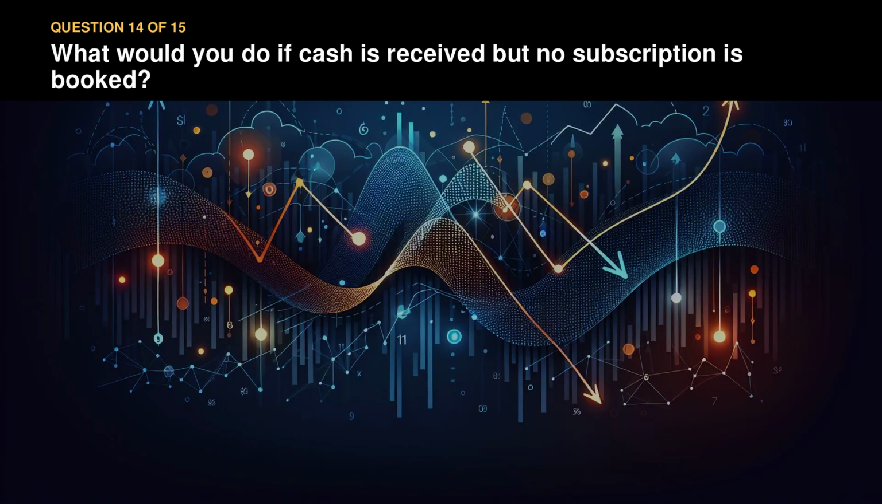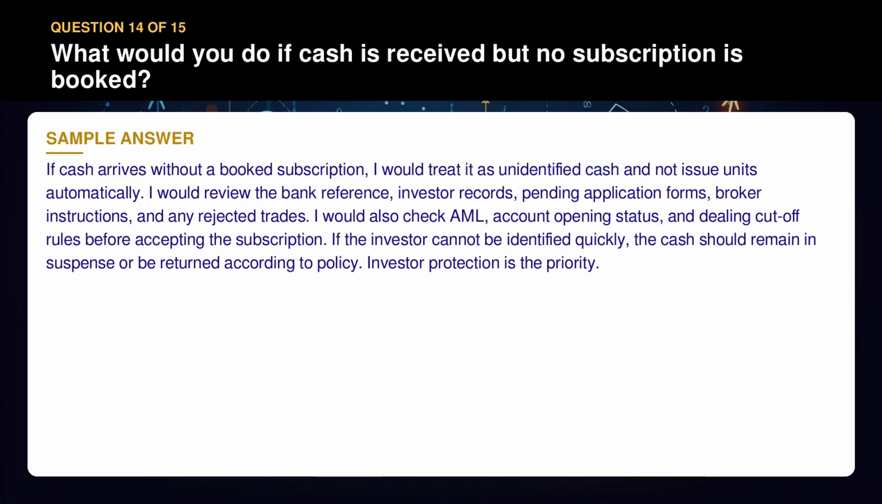Question 14. What would you do if cash is received but no subscription is booked? If cash arrives without a booked subscription, I would treat it as unidentified cash and not issue units automatically. I would review the bank reference, investor records, pending application forms, broker instructions, and any rejected trades. I would also check AML, account opening status, and dealing cutoff rules before accepting the subscription. If the investor cannot be identified quickly, the cash should remain in suspense or be returned according to policy. Investor protection is the priority.